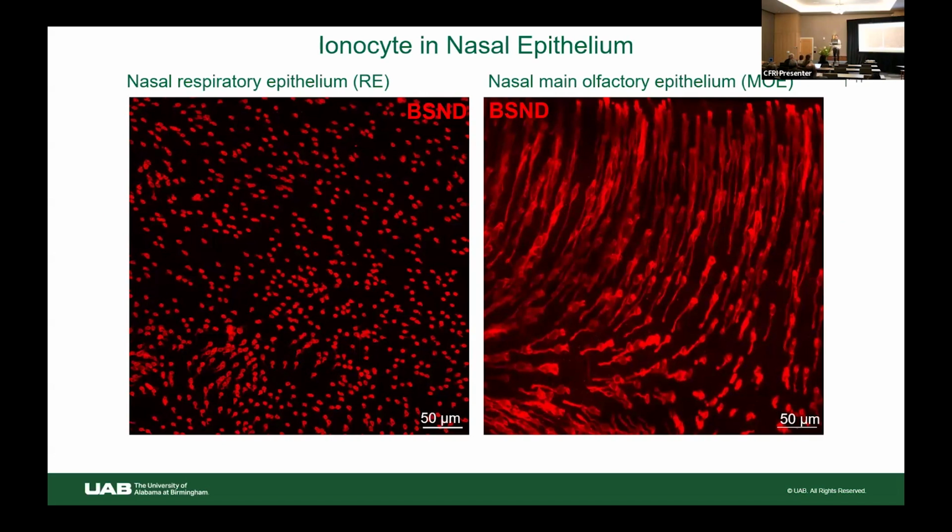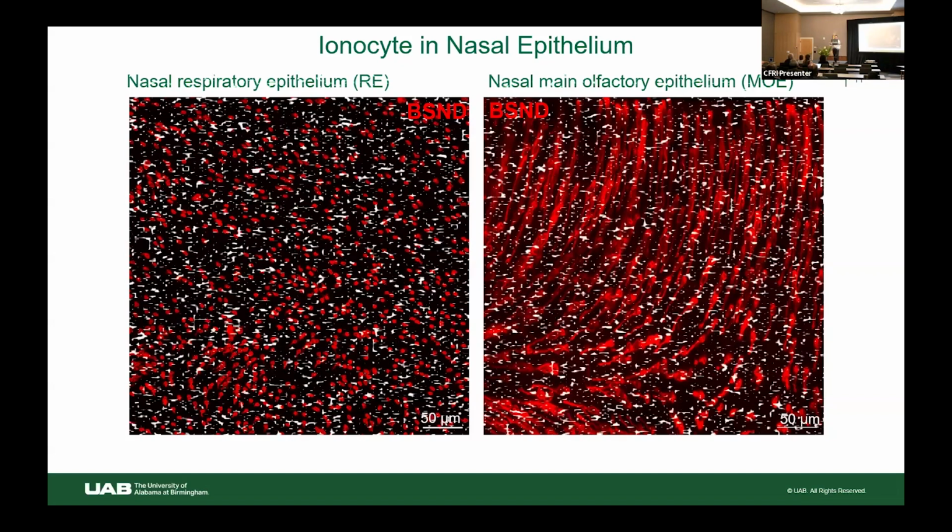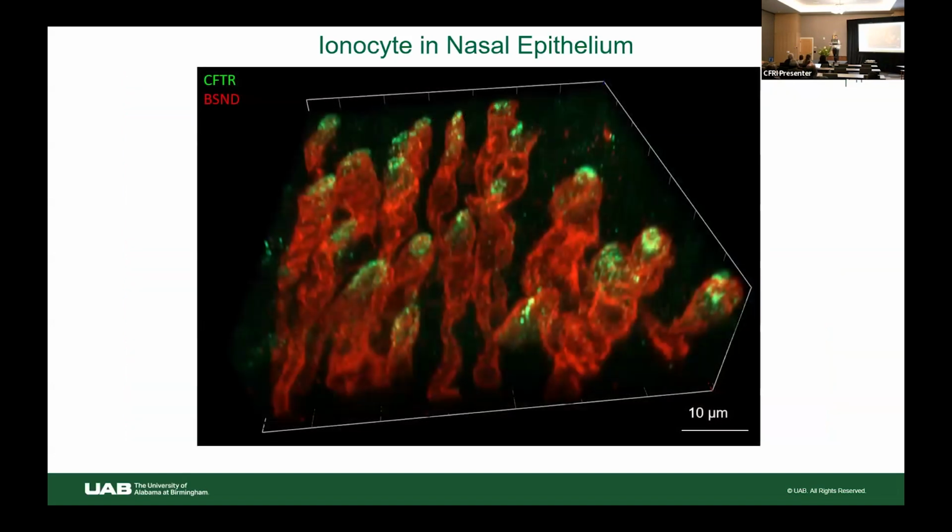So we used BSND as an ionocyte marker, and we found the ionocytes in nasal epithelium showed very high density, and the structures of ionocytes are quite different when you compare the nasal respiratory epithelium to the nasal olfactory epithelium. In the nasal olfactory epithelium, the ionocytes showed more neuron-like structures. Then next, we checked the CFTR expression, and this is a high resolution image to show the CFTR is very concentrated in the apical side of those BSND positive ionocytes.